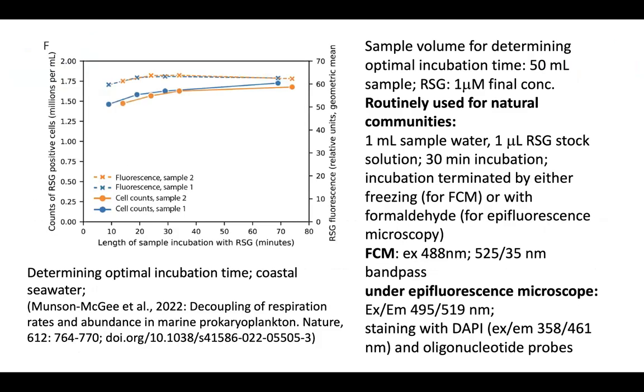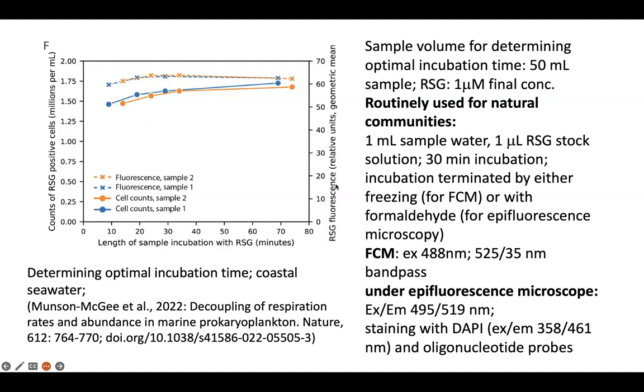So we used that for natural communities. We were first determining the optimal incubation time, as you can see on the left panel here, using coastal seawater. What we found is that after about 30 minutes, the cells were pretty much saturated, meaning the RSG positive cells were essentially all stained. Therefore we used 30 minutes as a routine incubation time. Originally we started off with a 50 ml sample and 1 micromolar final concentration, as shown in this panel, to determine the incubation time.